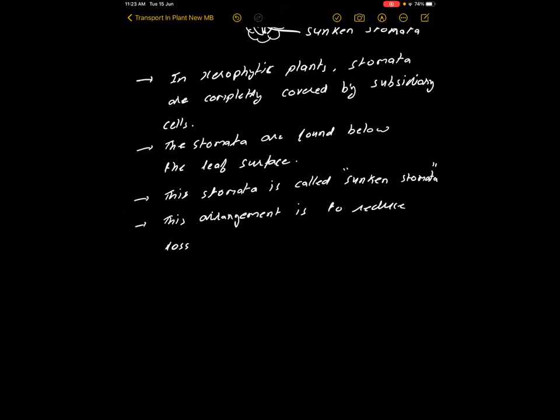Can you scroll up, sir? This arrangement is to reduce loss of water, and not only cactus. The cactus is not the only example of xerophytic plants. There is acacia, or in Hindi it is called babool. Yes, sir, acacia, the desert babool plant. That is also a desert plant, and it has leaves. Opuntia is not a true desert plant. In morphology, and in ecology, we will study.